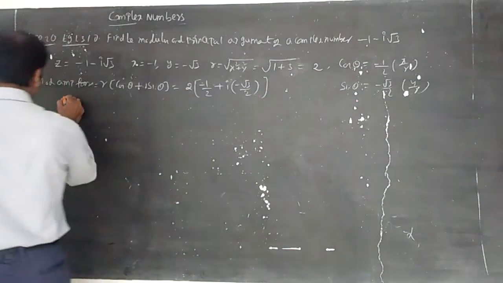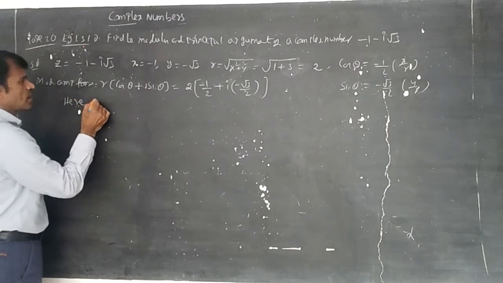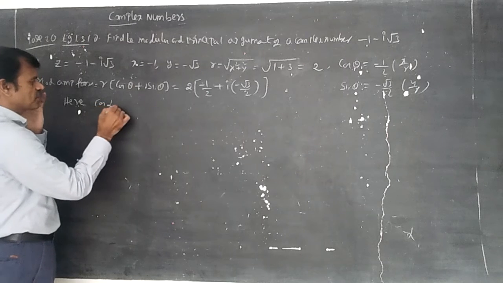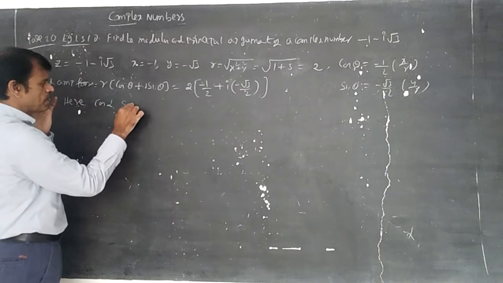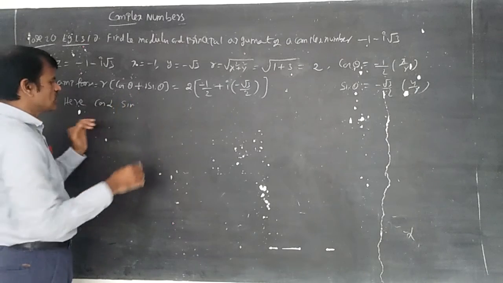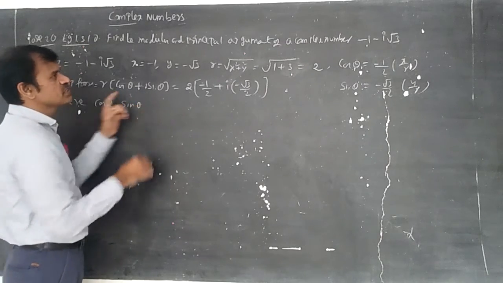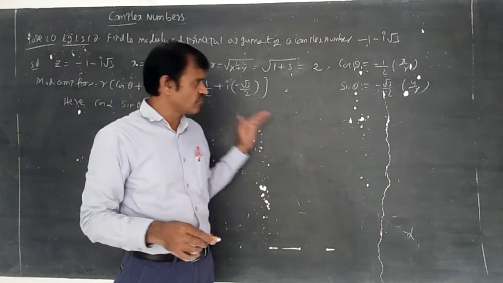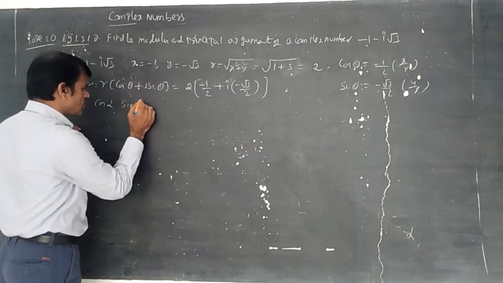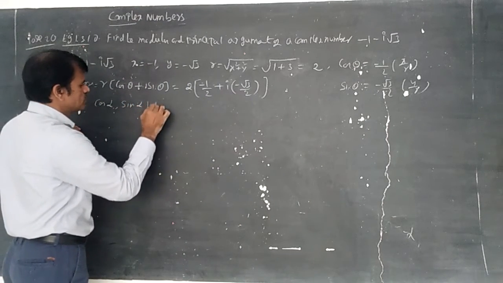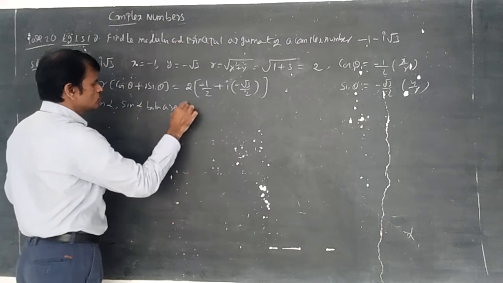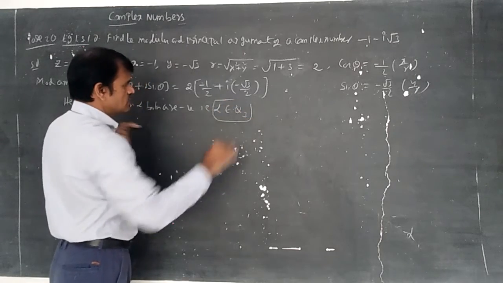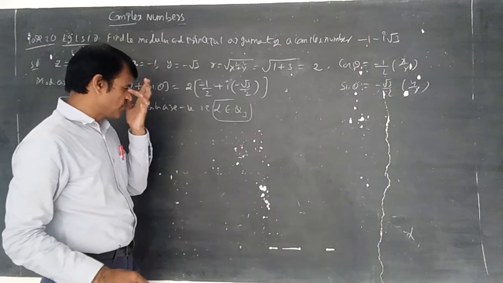Here now you can write alpha. Here cos alpha, sin alpha. Of course, even though you are writing cos theta plus i sin theta here, to calculate the principal amplitude we need to calculate alpha and depend upon that formula. Cos alpha and sin alpha both are negative. That is, alpha belongs to Q3. Just remember the concept.